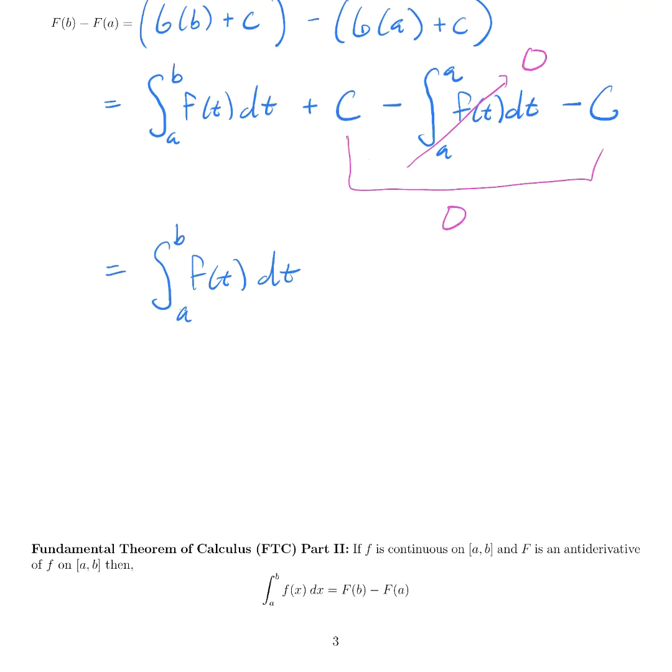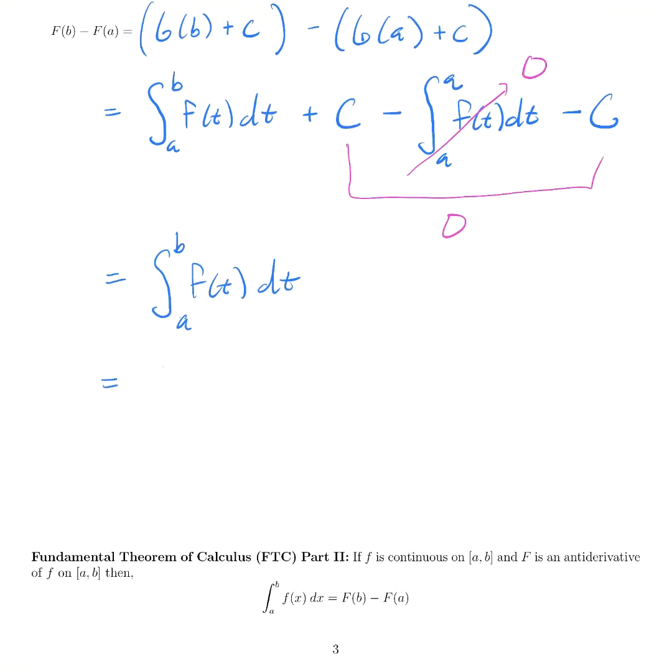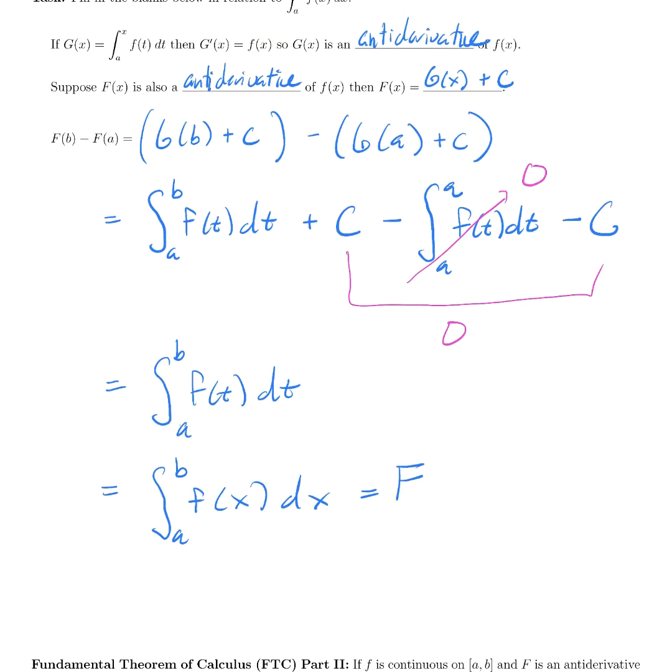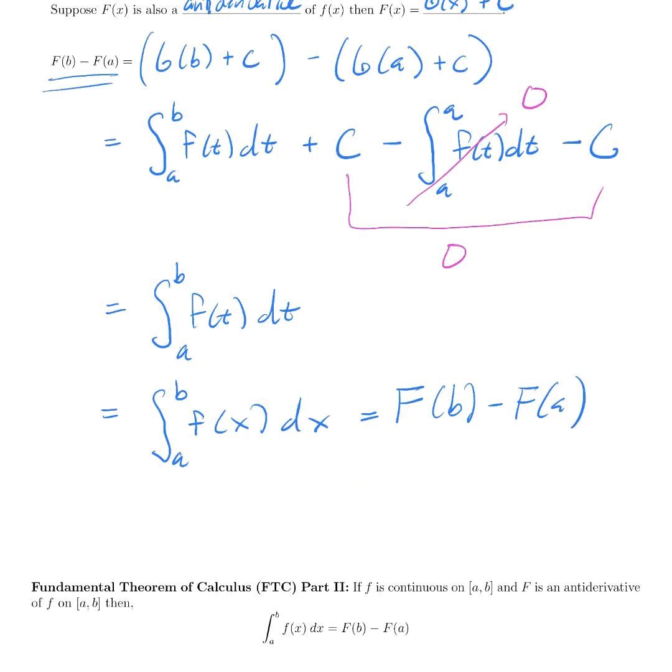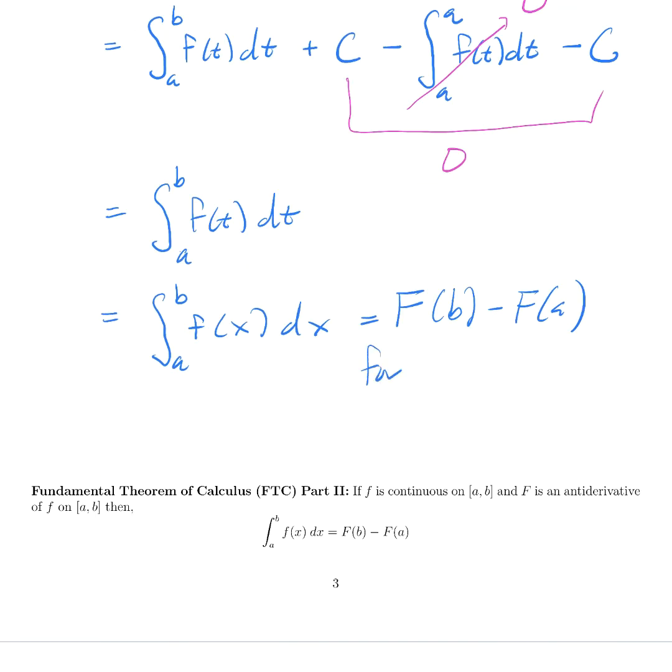It doesn't matter what letter I put there. Whether that letter is a t or an x doesn't make any difference, whether I call it the t-axis or the x-axis. So that is the integral of f of x dx, and where did we start? We started right here. So that integral is just F of b minus F of a, for any capital F.